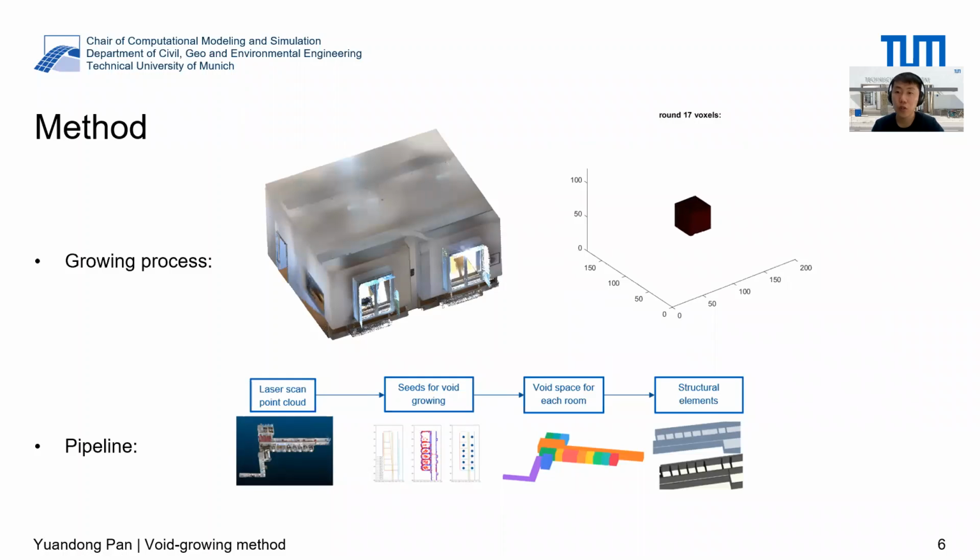Next, I want to introduce our proposed void growing method. In the first image, we show the input point cloud of one single room and the growing process for one single room, to show how the void growing algorithm works roughly. And in the second image, we illustrate the overall pipeline of our approach.